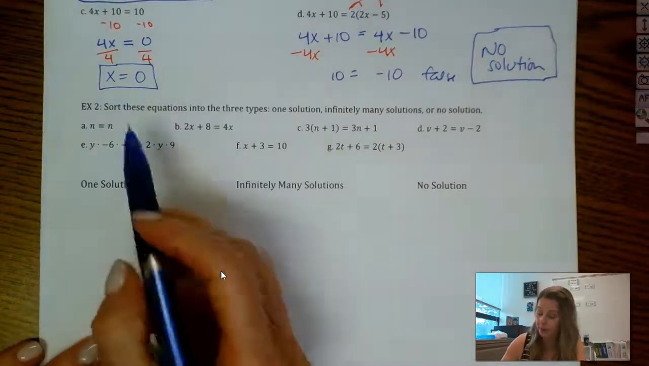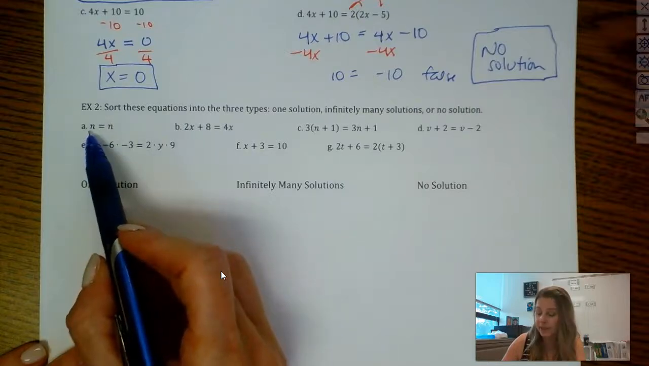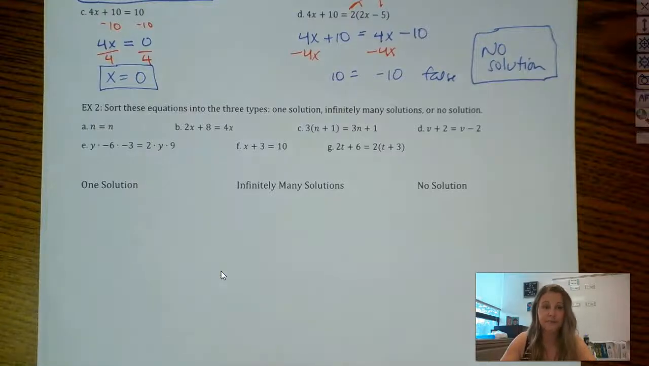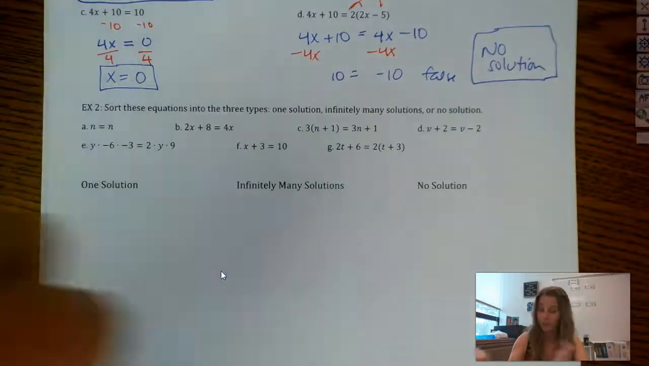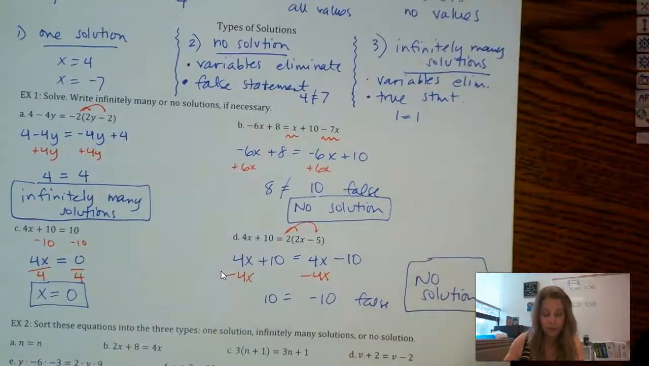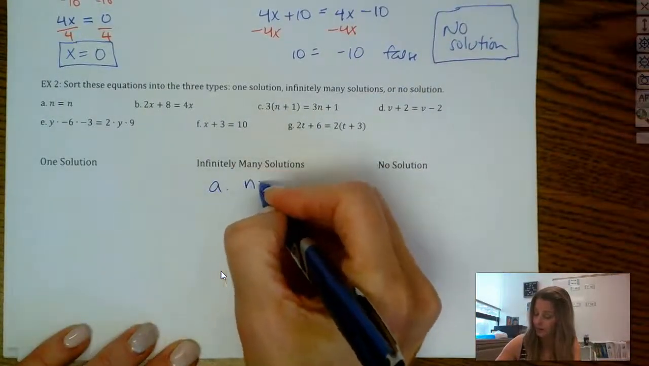Okay, so I'm going to start with A. So n equals n. If n is 1, 1 equals 1. If n is 4, 4 equals 4. If n is 5, 5 equals 5. No matter what n is equal to, it's always equivalent on either side. So this is going to be our infinitely many solutions. I'm going to put letter A here, n equals n.